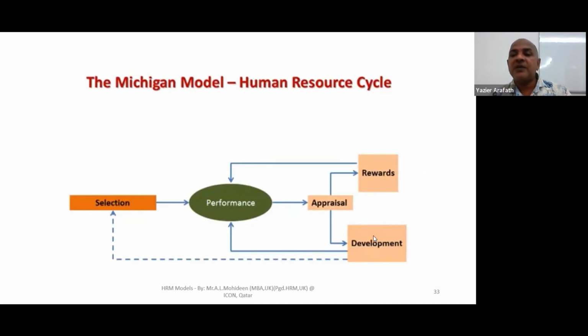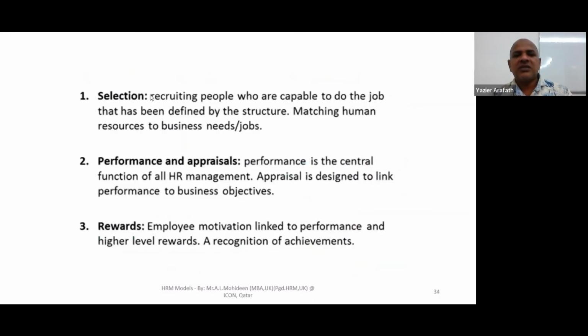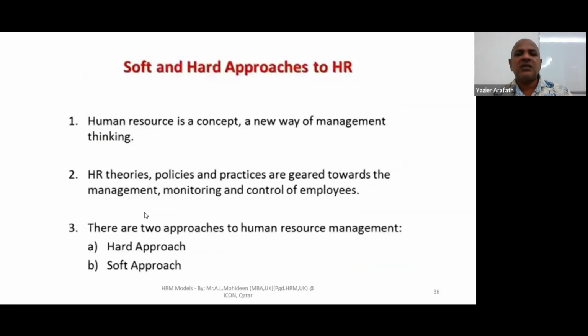If the developments are not focusing on what we expected, then maybe the selection process is a problem. So we have to again think about how we select people. So HR planning should focus on the selection again. You understand? Okay, Michigan model. So selection process, just read it. All the notes are there.